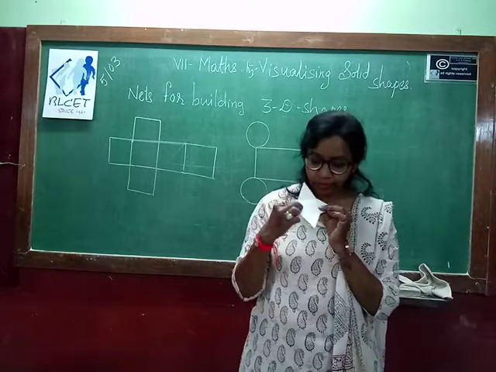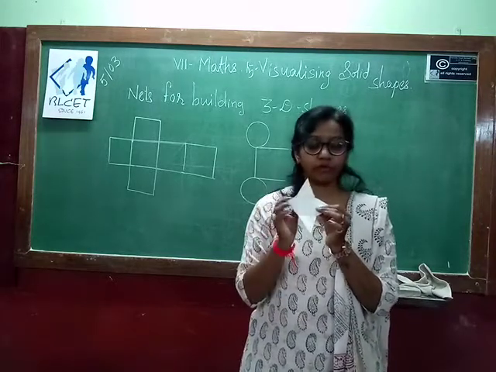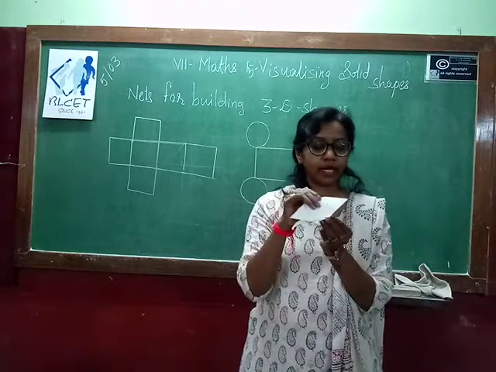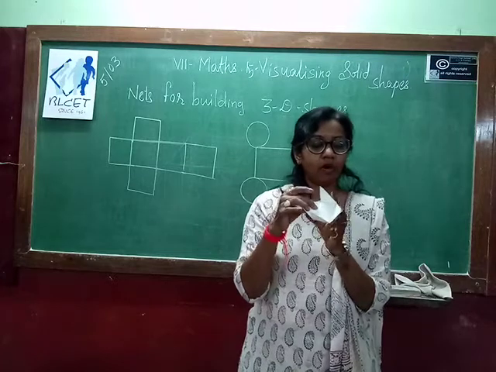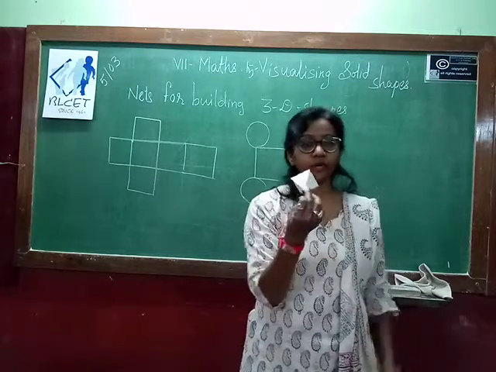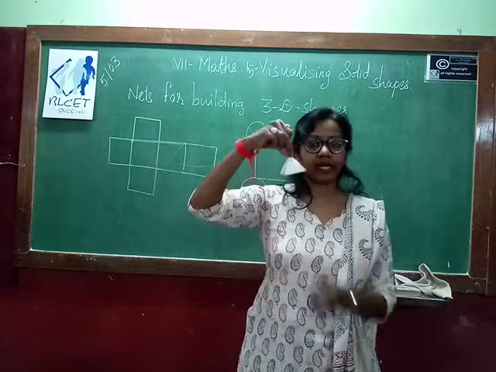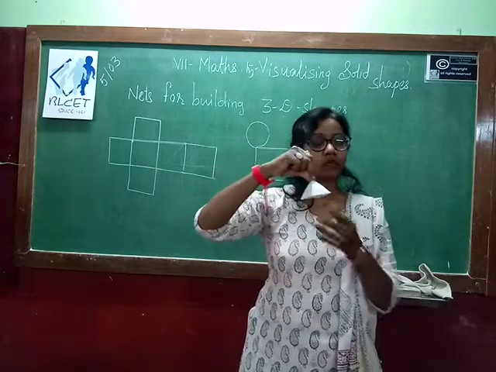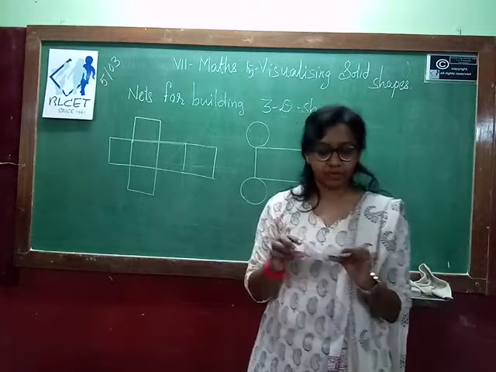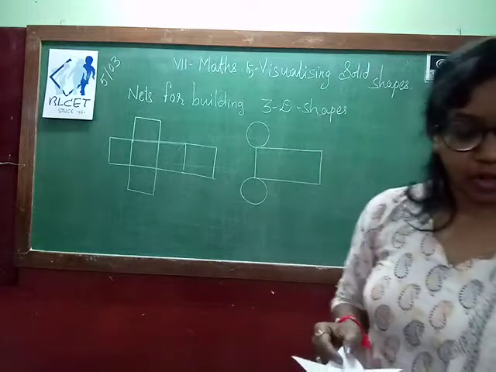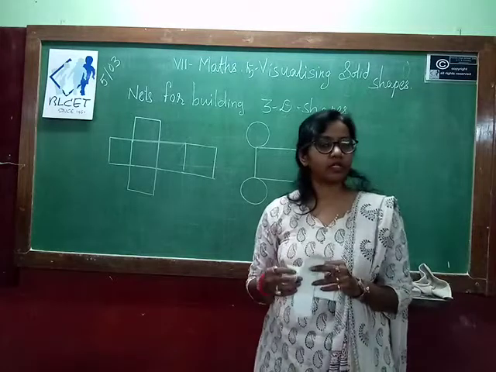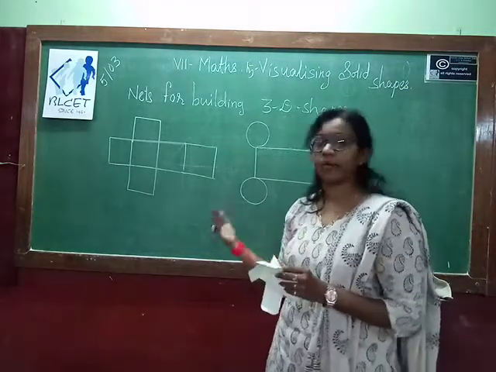Then wherever the edges are, you have to fold from the edges first like this. Okay, now all the 4 you have to club together so that you will get this quadrilateral pyramid. So this way from the net you can easily build the 3-dimensional shape. This is how we can build a cube and a quadrilateral pyramid. So this is all about the nets for building 3D shapes.